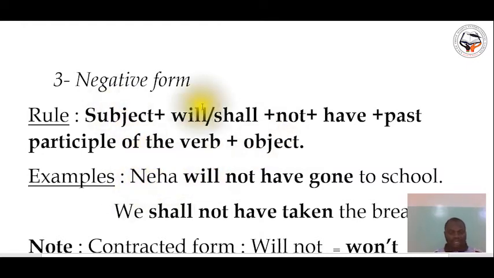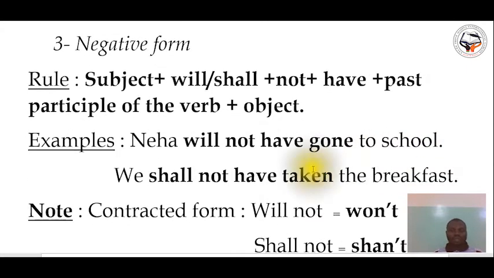Niha is the subject, will, this is will here, not, okay, have, which is the auxiliary, and gone, the past participle of the verb, to school. Niha will not have gone to school. Okay, Niha will not have gone to school.